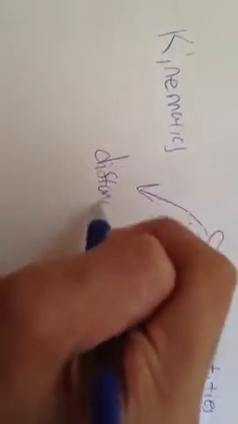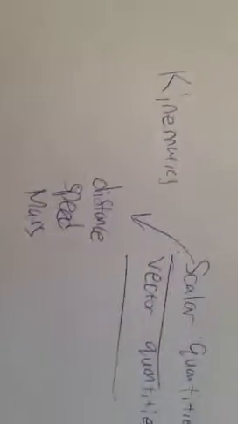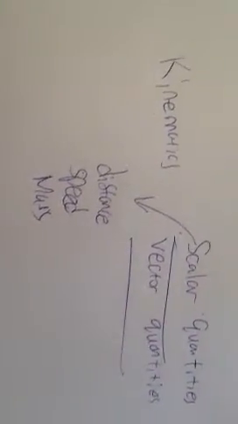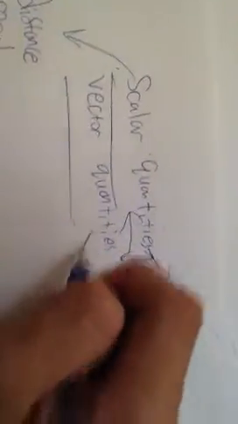So what's the difference between a scalar and a vector? Well, scalar is like distance, speed, mass. They have magnitude, but no directions, no left, right, up, down. But vector quantities have direction plus magnitude.